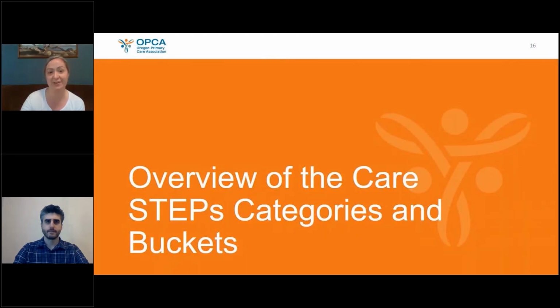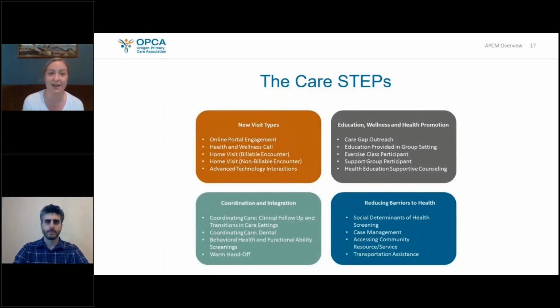So let's take a closer look at the care steps and buckets. There are 18 categories in 4 buckets. Charles was the one to first put them into these 4 buckets, and I'm hoping he'll say a few words about how he did that. You're totally right, I did. I forgot about that. Yes, we always give you credit, Charles, when we talk about the bucketing. So you can see that there are new visit types, coordination and integration, education, wellness, and health promotion, and reducing barriers to health. Charles, is there anything you want to mention at this point?